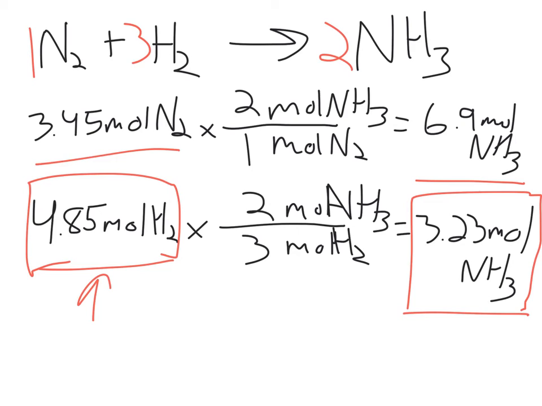Notice that it was not the reactant with the smaller number of moles to start with. I actually had more hydrogen than nitrogen, in terms of molecules and moles, but I still ran out of it first because it took 3 times as much hydrogen to make the ammonia as it took nitrogen.